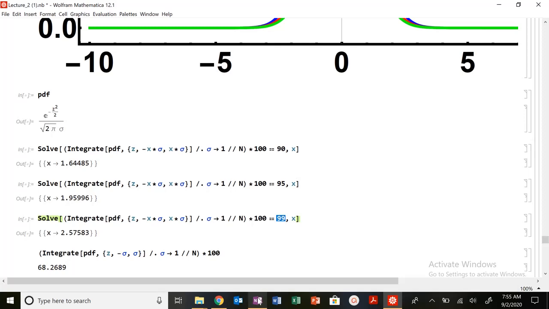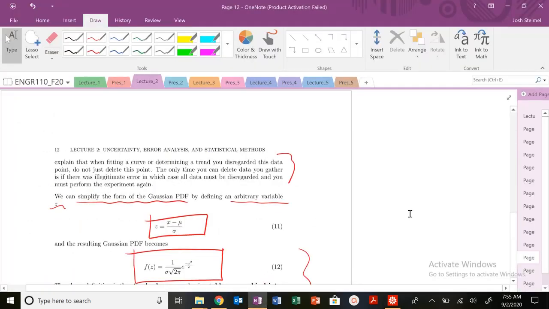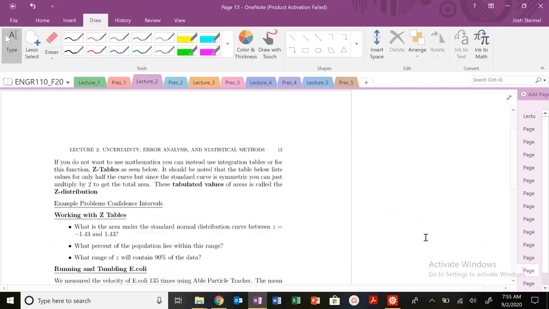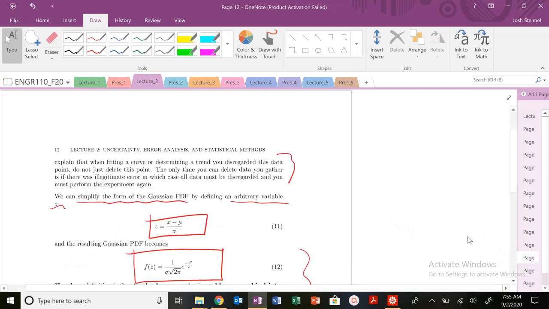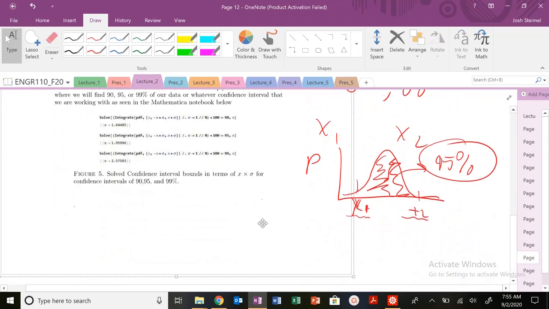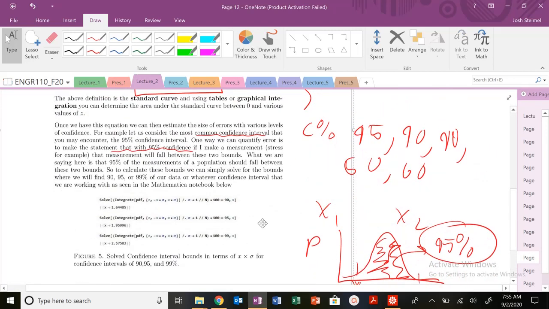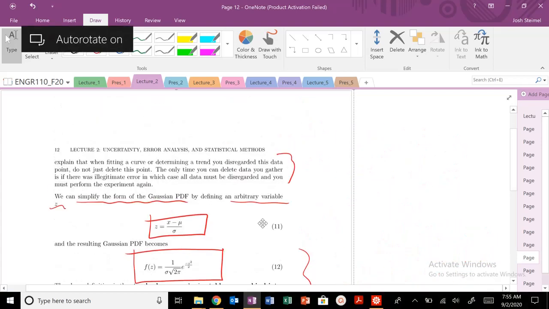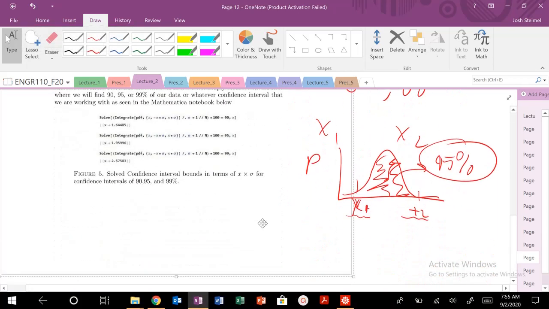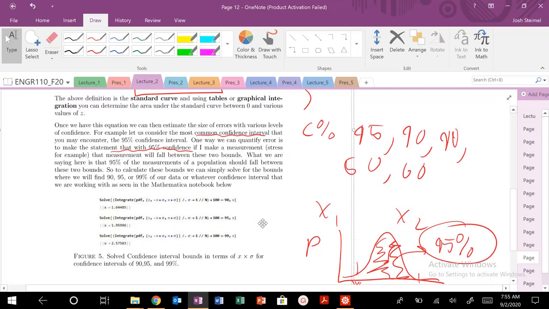So what I end up with, going back here, for my 95% confidence interval, I know that my measure, and here, so for 90%, for example, let me get my pen back.